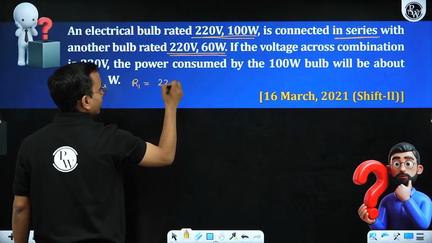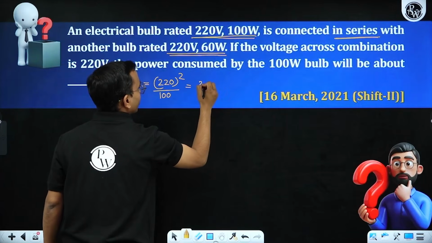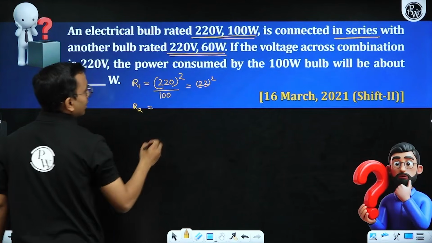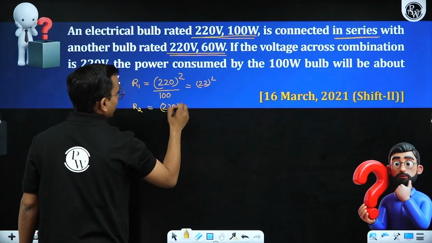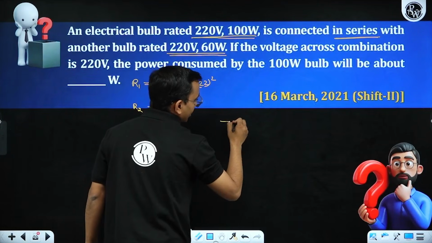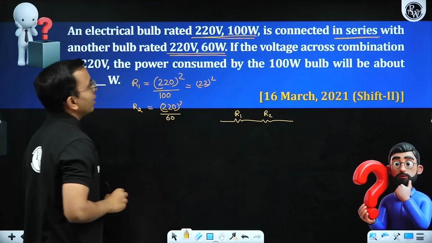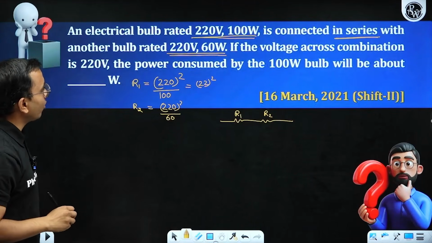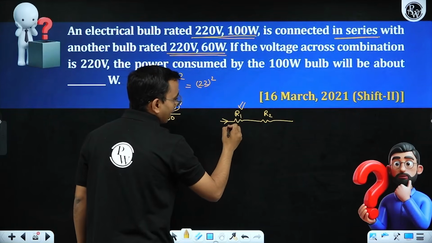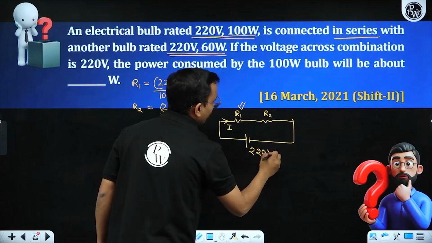V square, 220 square by P, 100. So this is 22 square. Similarly R2 is V square by P, 220 square by 60. Got it? Now they are connected in series, R1, R2. The power consumed by the 100 watt bulb will be, okay, how much is the power consumed across this bulb? So you find the current I. How? The battery is given, this is 220. That is given.